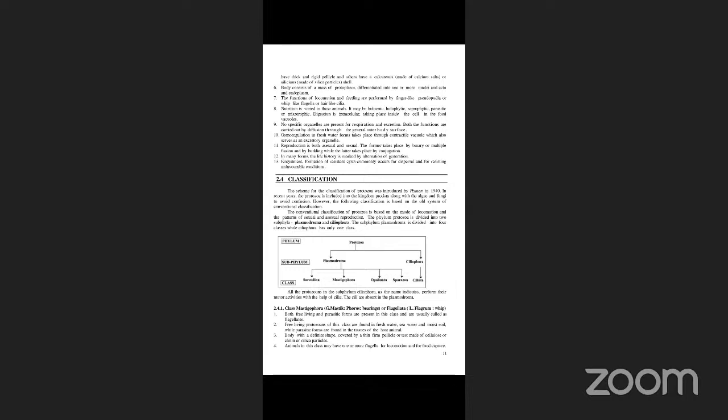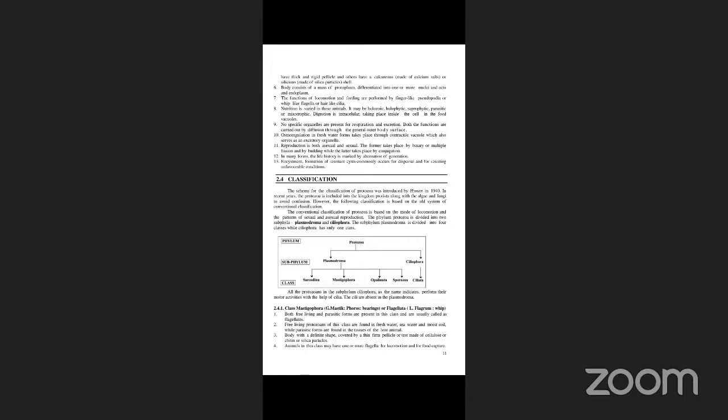So now these protozoans can be further classified. This classification was introduced by Hyman in 1940. Recently, this protozoa was included in the kingdom Protista along with algae and fungi, but earlier it was in the older system. Now the classification is based on the mode of locomotion, that is movement, and sexual and asexual reproduction.